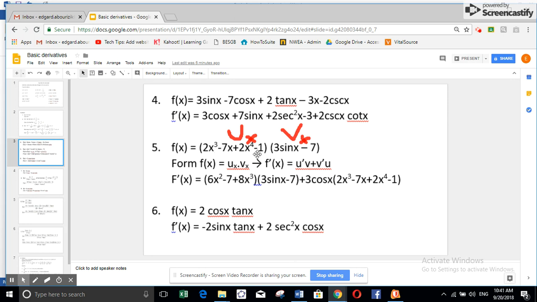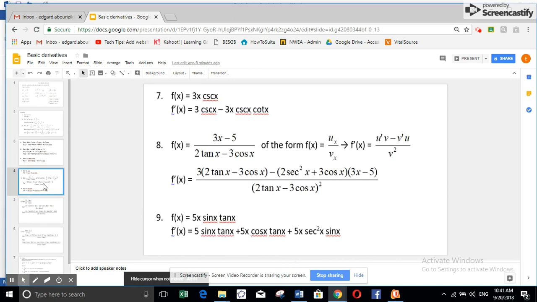Number 6 is also of the form u times v. This is u, and this is v. Same story: u prime v plus v prime u. The derivative of cosine is minus 2 sine x, times tangent. The derivative of tangent is secant squared, times 2 cosine x. Let us go to the fourth page.